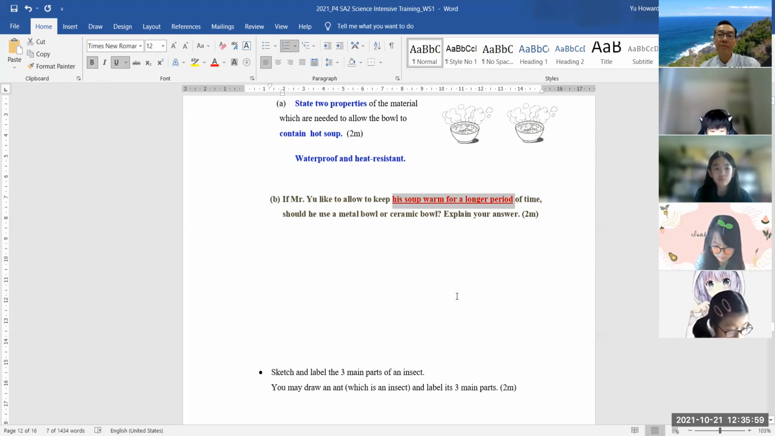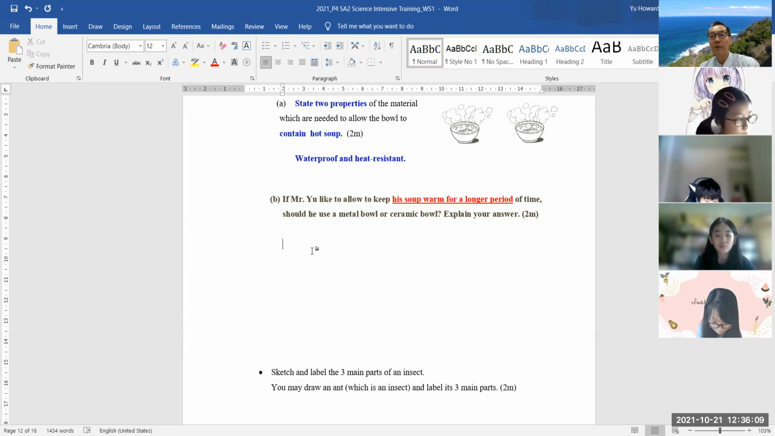So when you want to keep something warm, right, the material must be what? Is it a good or poor conductor of heat? Everyone? Poor, right? Yeah, because I want to contain the heat. So metal and ceramic, which is a poor conductor of heat? Ceramic, right? So he should use a ceramic bowl.